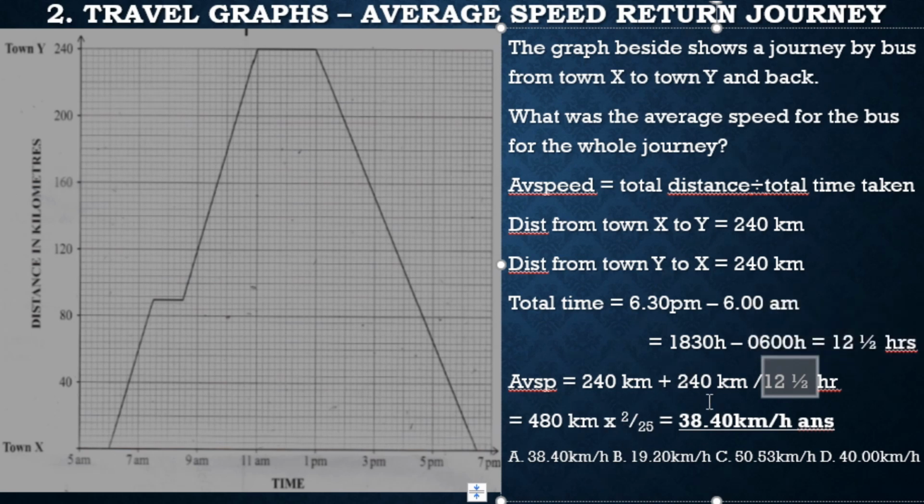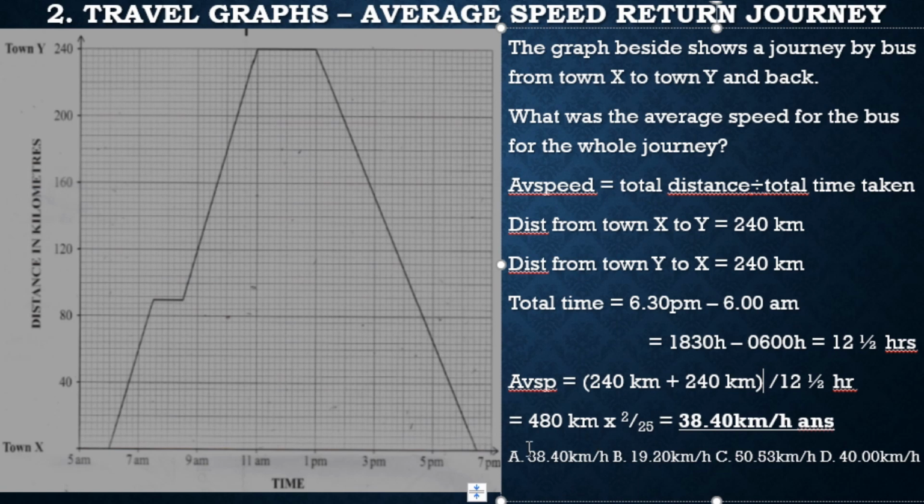So 480 divided by 12.5 is the same as saying 480 kilometers times 2 over 25, because 12.5 changed to improper is 25 over 2. When it's reciprocated, it becomes 2 over 25. So 480 times 2 is 960 over 25. When you divide that keenly, you'll get 38.4 kilometers per hour.